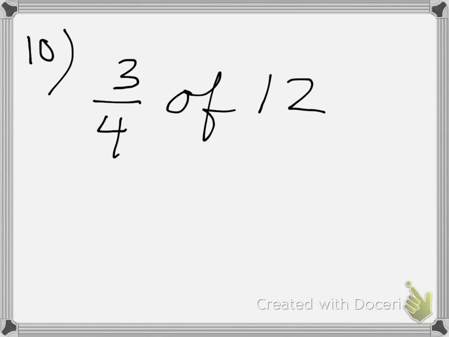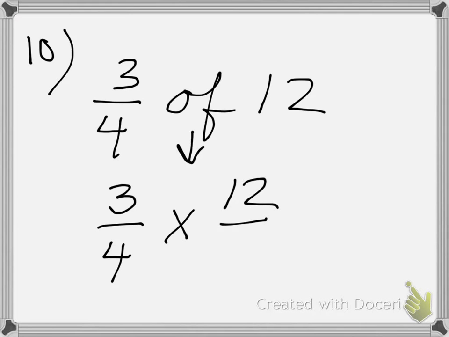On number 10, we're asked to find 3/4 of 12 sticks. So we can take 3/4 of means multiply. So 3/4 times 12, and 12, any number, is that number over 1. So then we can go ahead here.